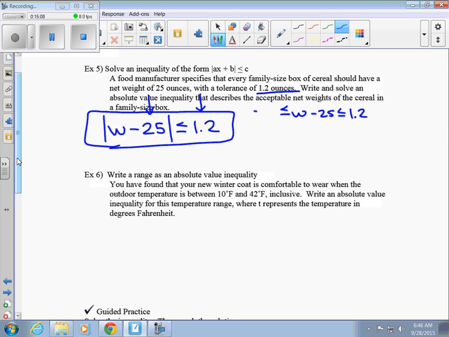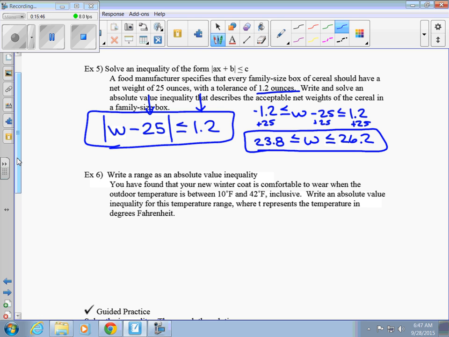Now it can be off as much as negative 1.2. So we put the negative on the other side. Now this is an and problem. We knew it's a less than or equal to, which makes it an and problem. And so now we solve. Add the 25 to all three sides. So 25 minus 1.2 is 23.8. And there's 26.2. So there is our inequality solved.